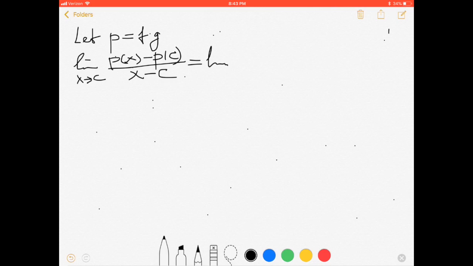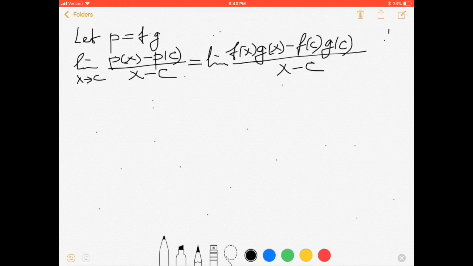This means it will be the limit of f(x) g(x) minus f(c) g(c), divided by x minus c, as x approaches c. Here we use a trick that we often use if we need to prove something. Not usually, but often. We add and subtract the same thing. Here I'm doing this one.